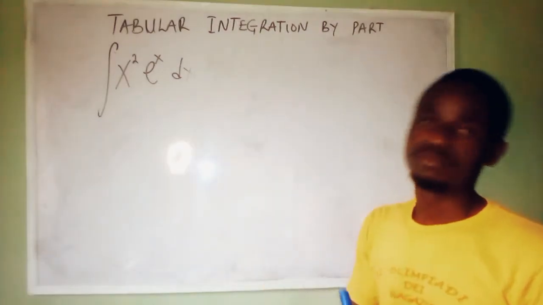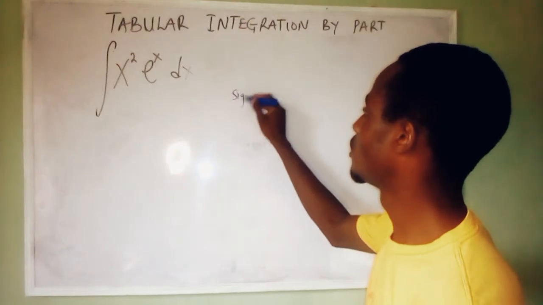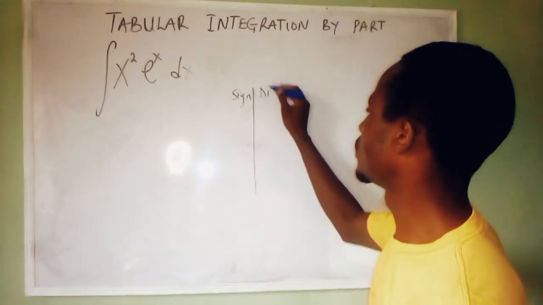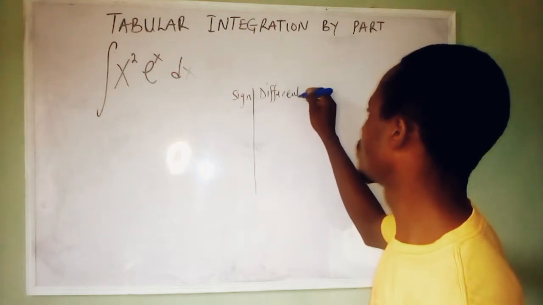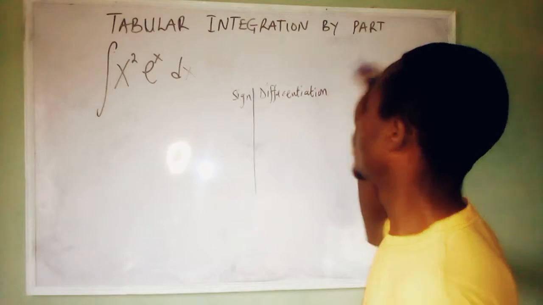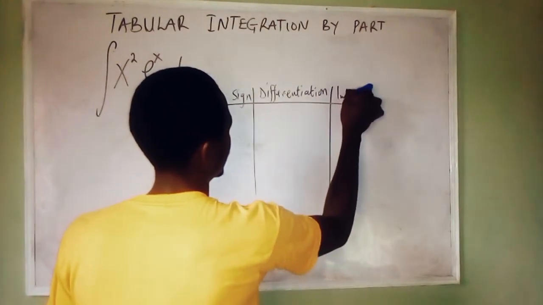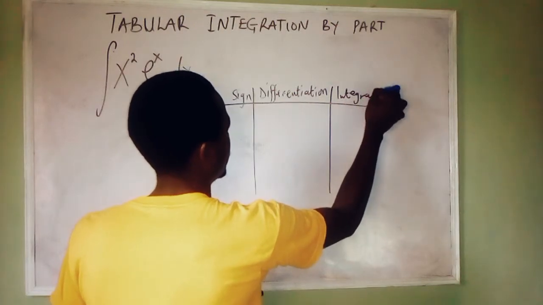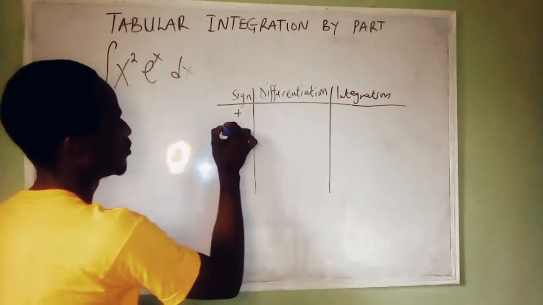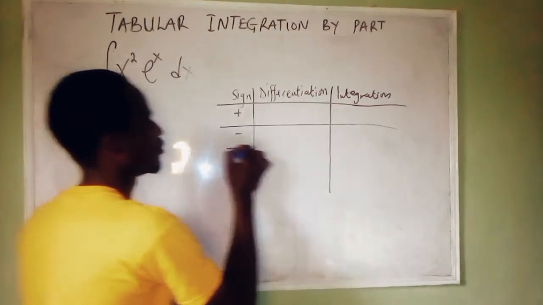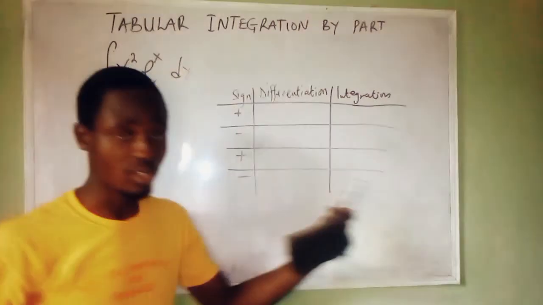I will draw my table. My table has three columns. So I have the sign, the differentiation, and I also have the integration. So what next? My sign starts from positive, negative, positive, negative, and so on. So let me stop here first.